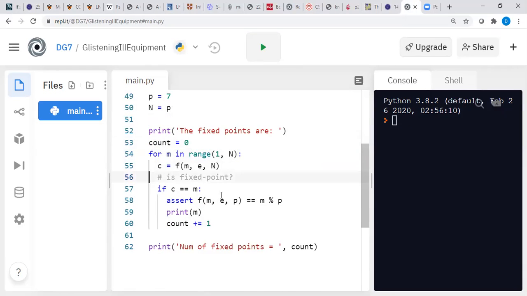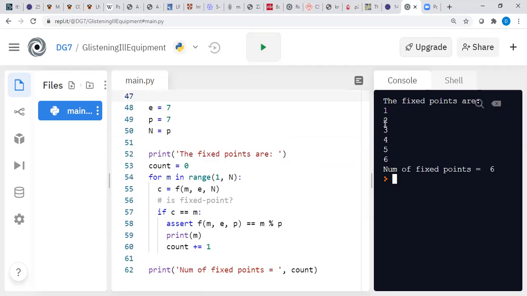All right. So let's see the number of fixed points. We get 6 fixed points. What did our model say on the whiteboard? Our model said GCD of E minus 1 comma P minus 1.